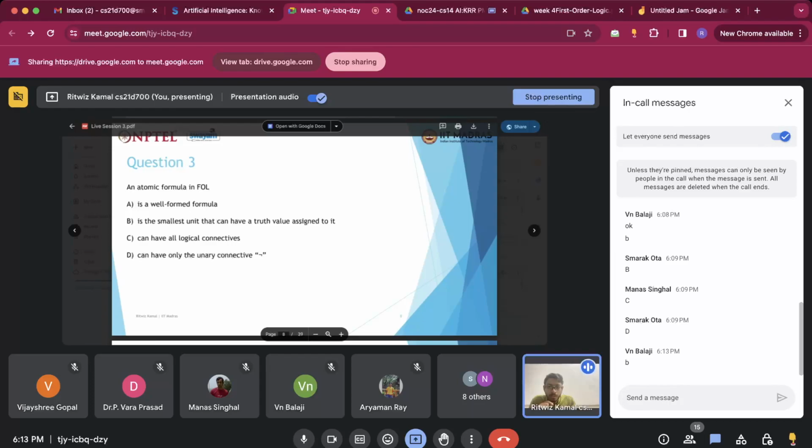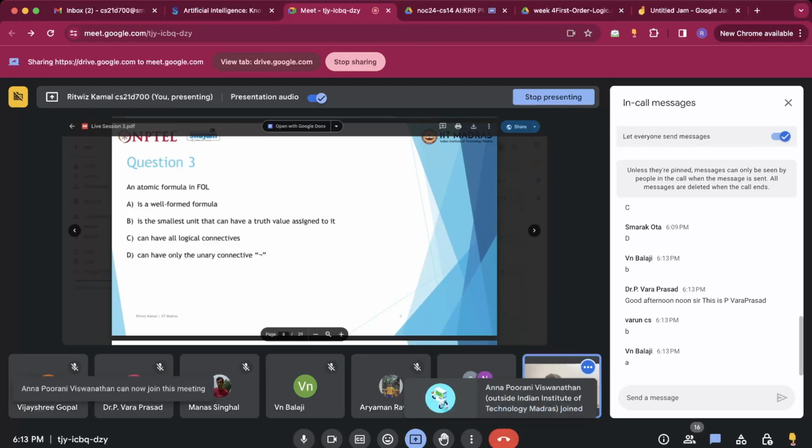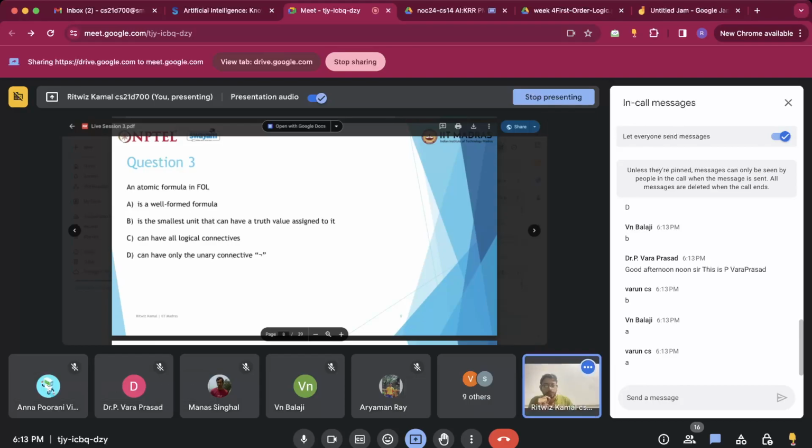Okay, so we have one vote for option B by Balaji. There can be more than one correct option as well. I'm giving you a hint. That's right. A also seems to make sense. What about C and D? That's right. C and D don't make sense.